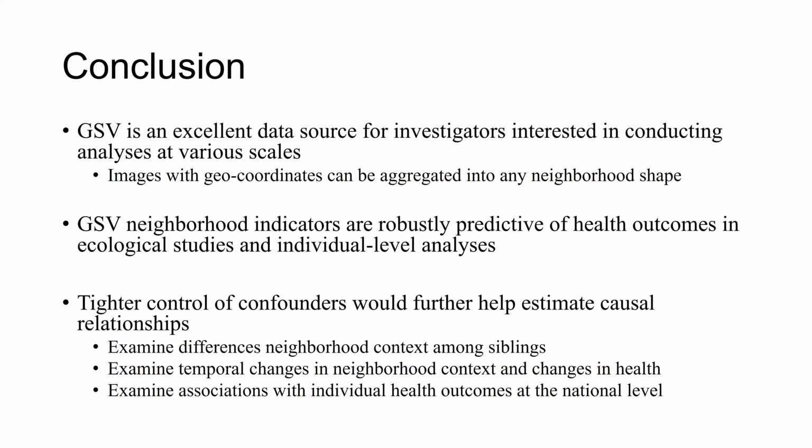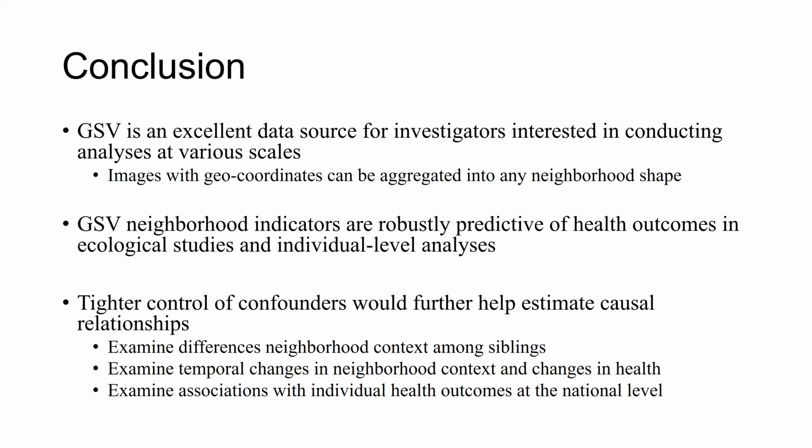So we're interested in doing tighter control of confounding. For instance, the Utah Population Database allows us to know which individuals are related. So we want to look at siblings and see whether differences in the neighborhood context lived by siblings predict differences in health. That would give us tighter control of some of the background family characteristics and really try to isolate the associations with neighborhood context rather than family background.